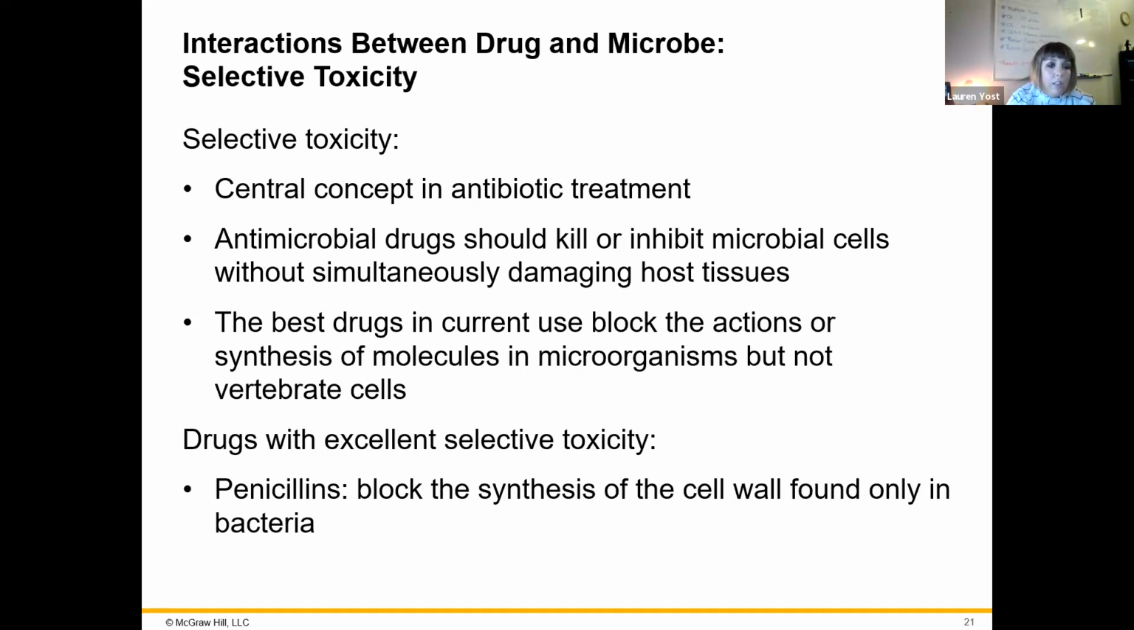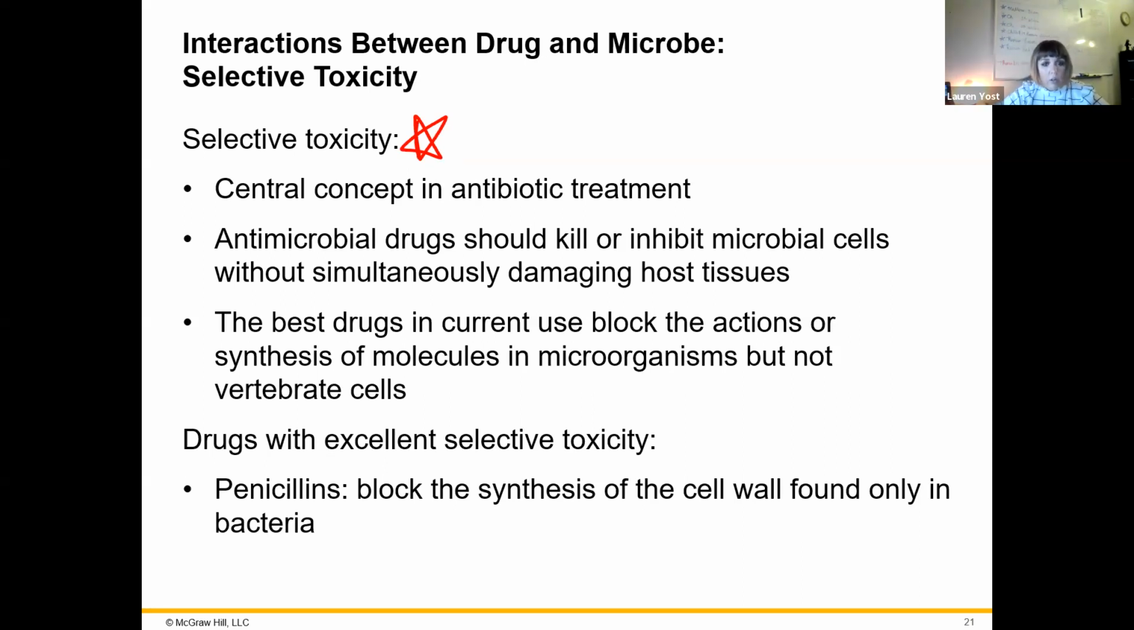Selective toxicity is a concept that you're definitely going to be tested on, by the way. Selective toxicity is referring to the fact that you want your antimicrobial drugs to kill or inhibit microbial cells without causing damage to the host. So that whole concept of kill the bad guy, safe to the host. That's what selective toxicity is.